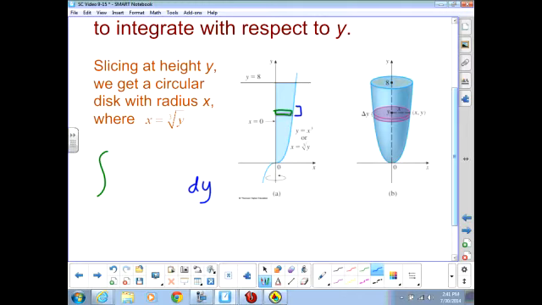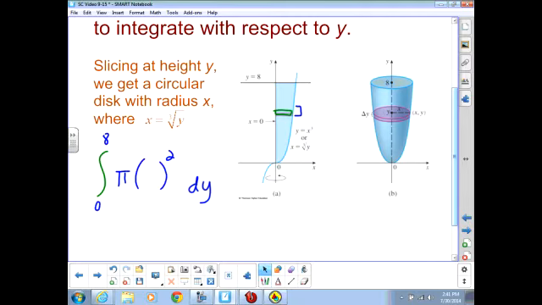For our values for our integral, we need to look at the y values. In our region, what is the lowest y value? What is the highest y value? Well, our lowest y value is 0, and the highest y value is 8. So we'll go from 0 to 8. And then we'll have pi times some radius squared.